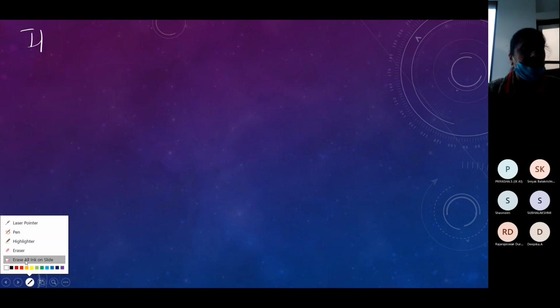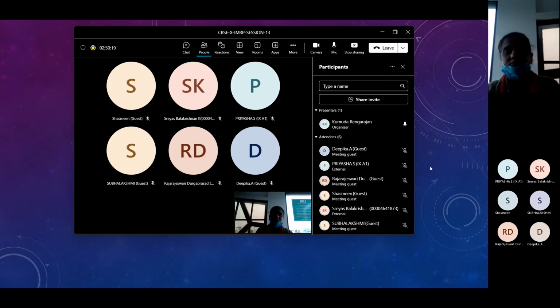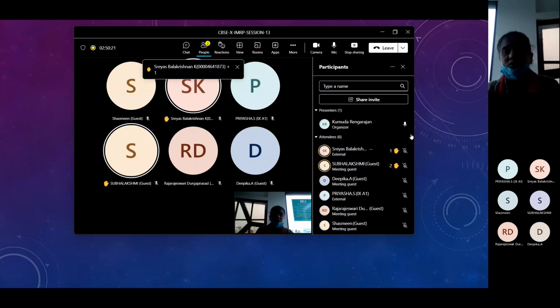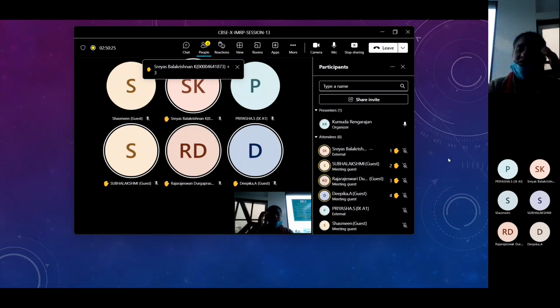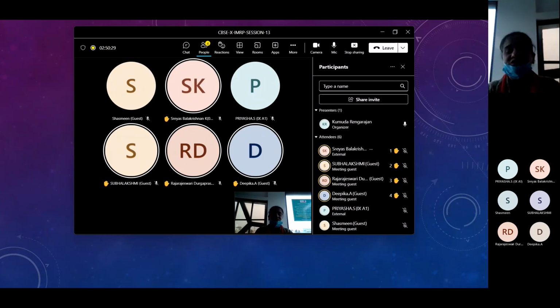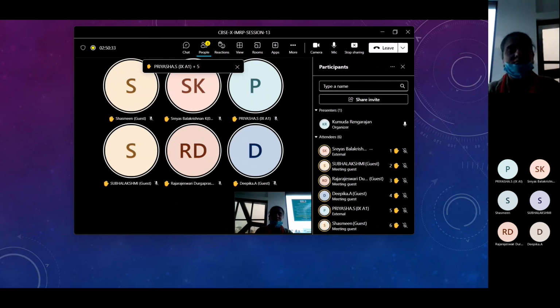Online students, use the emoji, raise your hand. Shreyas, very good. Lakshmi, good. Rajeshwari, good. Deepika, good. Priyasha and Shashmin, good. Sashmin, very good.